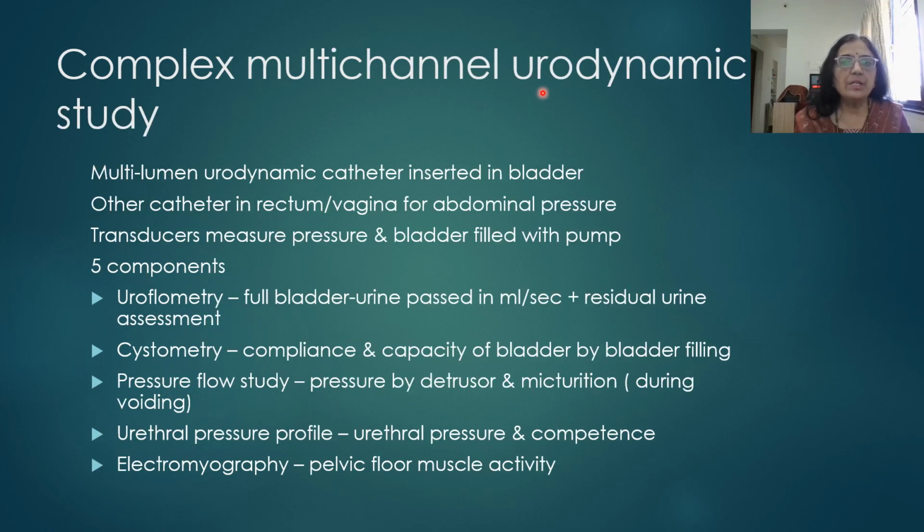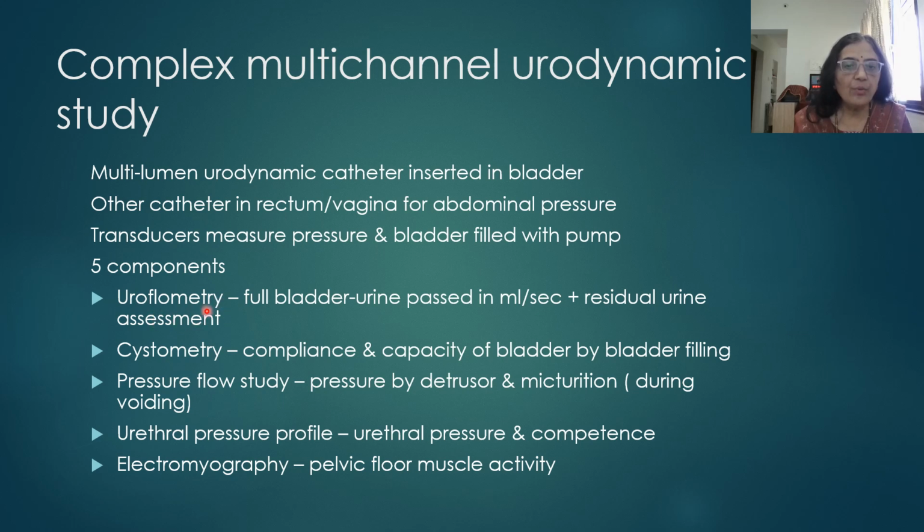So what is done in complex multi-channel urodynamic study? This is not included in our routine textbooks, but I have included it so that our ideas are clear whenever we are referring a patient. We should know for what we are referring. A multi-lumen urodynamic catheter is inserted in the bladder. Another catheter is inserted either in the rectum or vagina, mainly to measure abdominal pressure. Transducers are attached to the catheters to measure pressure, and the bladder is filled with a pump whenever this testing is being done. Five components are evaluated whenever this multi-channel urodynamic complex study is done.